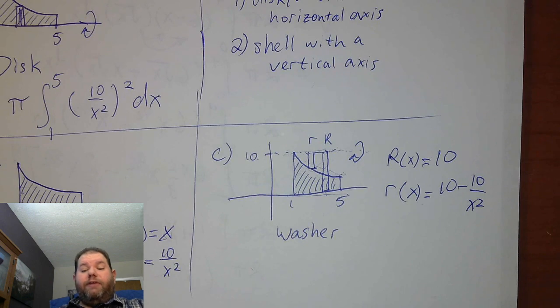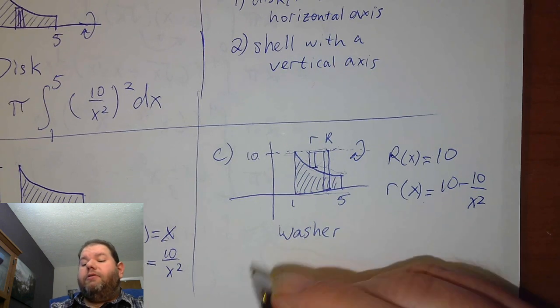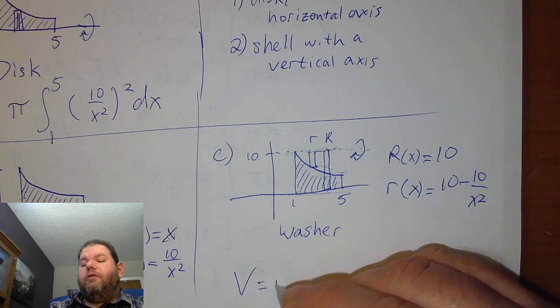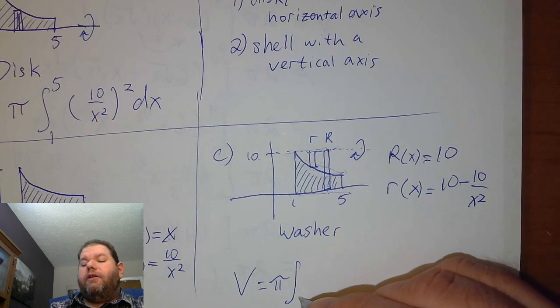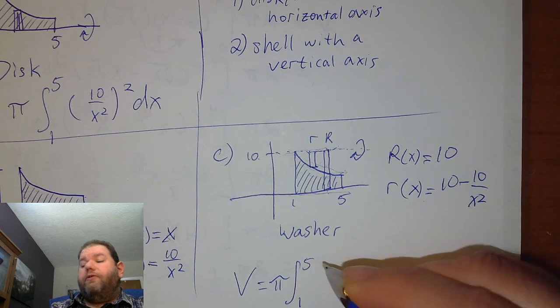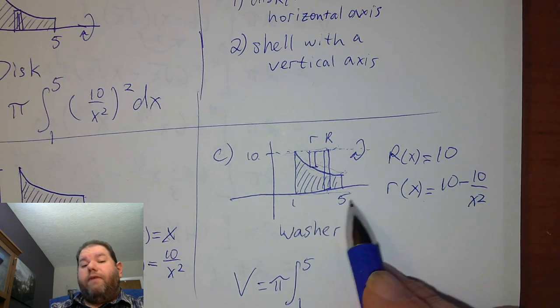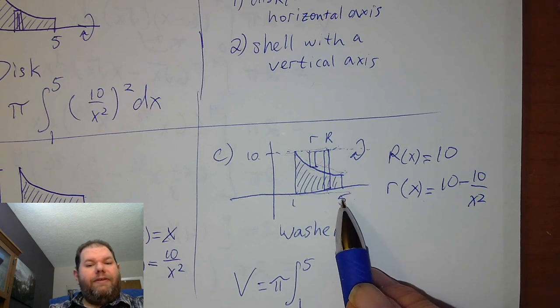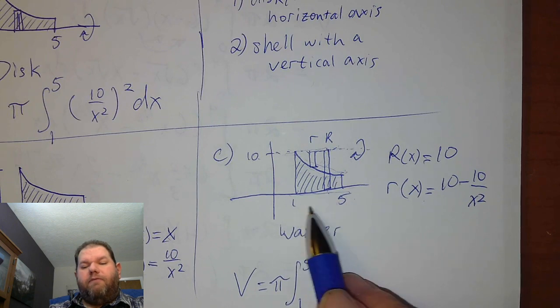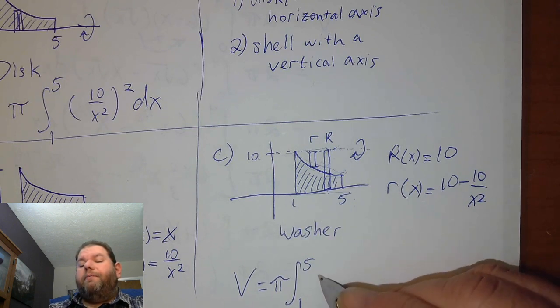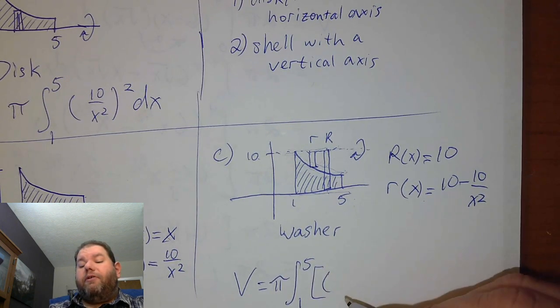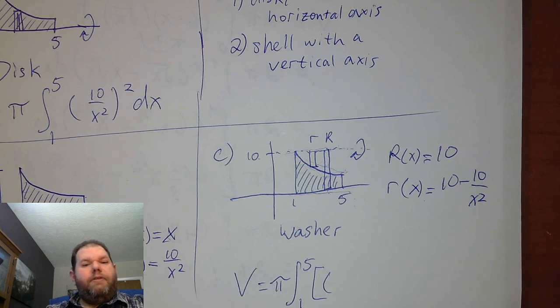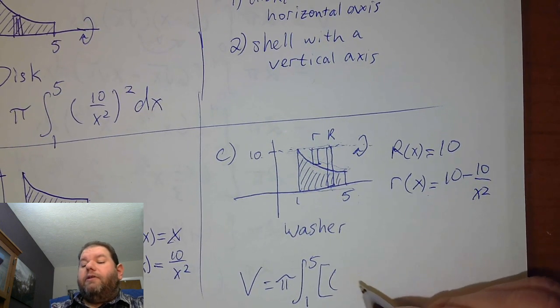And so finally we can set up our volume. One of the interesting things here is that in all three of these integrals we used 1 to 5 as our limits of integration. So that's at least consistent. We always keep using the same two values. What changes from there is how the method then follows from that.